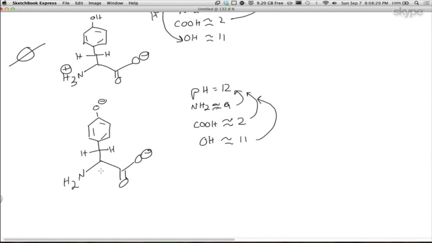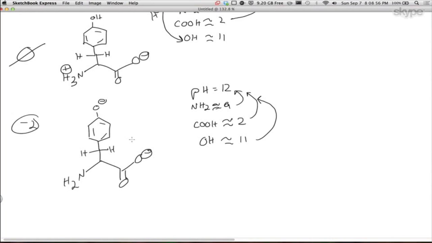All right. Very good. So what's the net charge at a pH of 12? -2. So notice you can't just say negative. You have to say -1 or -2 or -3. So which picture shows tyrosine at physiological pH? At physiological, the middle picture, neutral. Good. So again, which type of side chain is this? Polar, nonpolar, positively charged, or negatively charged?